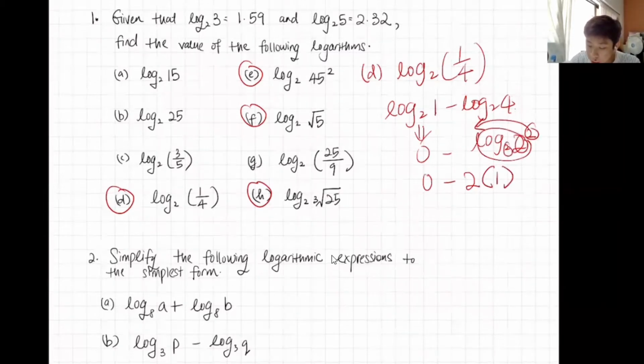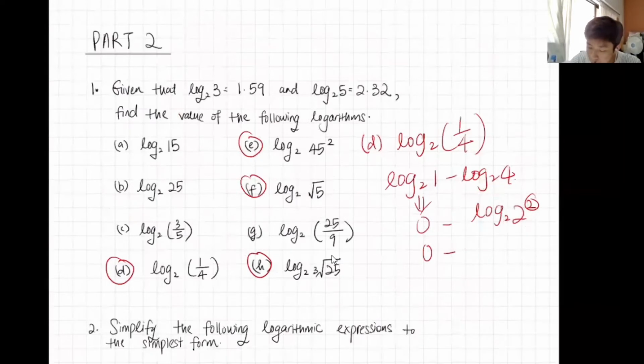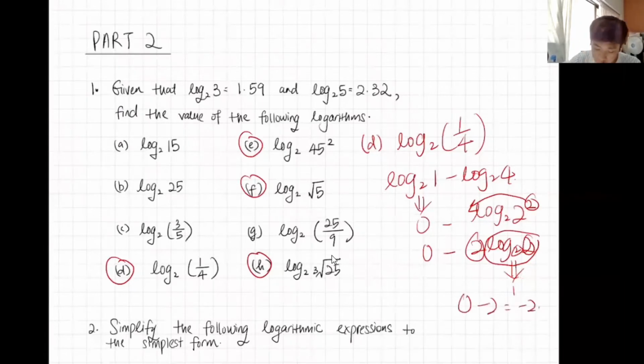So what I did, I repeat again. Don't get confused. First thing I did is I shift the 2 to the front. I get 2 log base 2 of 2. And then this log base 2 of 2, since these two numbers are the same, it becomes 1. So 2 times 1 will give you 2. So I have 0 minus 2, which is negative 2. Not hard, huh? This is question D.